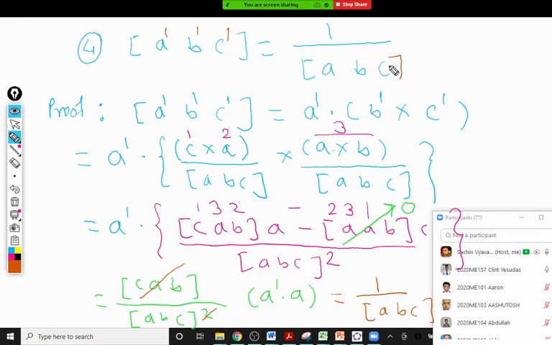We started from this and we come across that. So both are the same, na? Either you take this side or that side. So we started box of A dash B dash C dash as 1 upon box ABC. That we completed here.